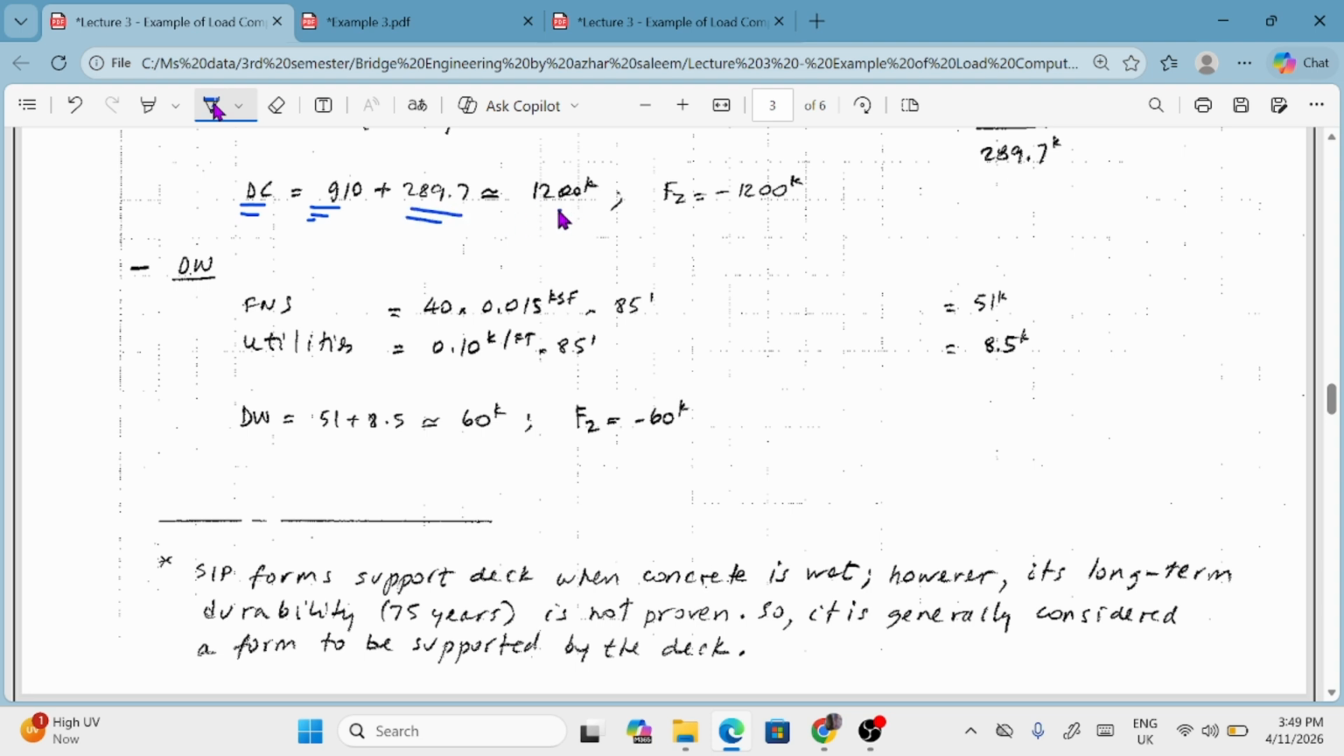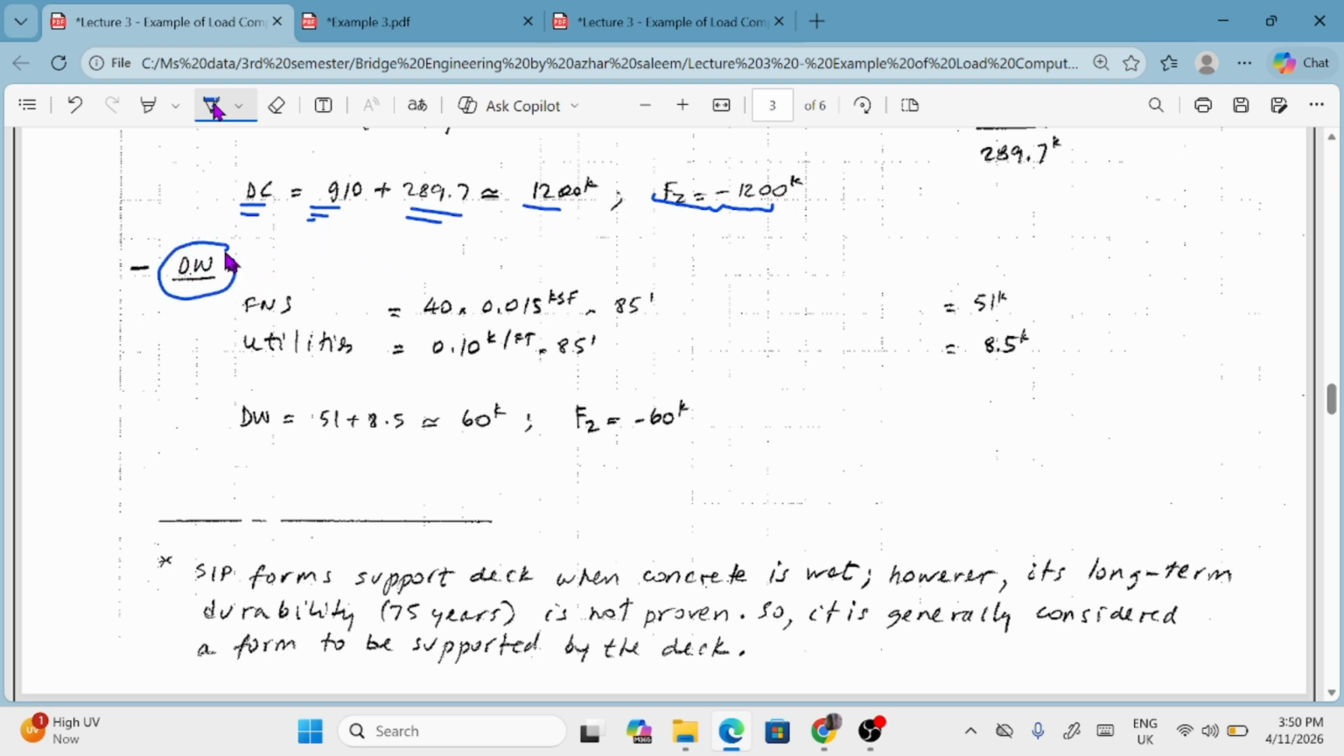So the total load from the dead load of component, which we computed in the previous lecture video, is 1200 kips, and the reaction from the base of the support, from the base of the pile, is negative 1200 kips. So today we will find the dead load of wearing.